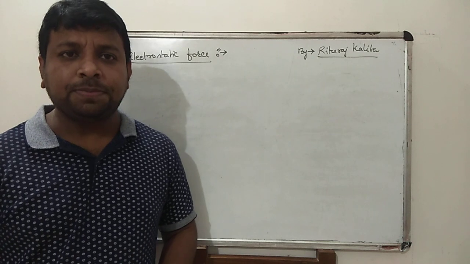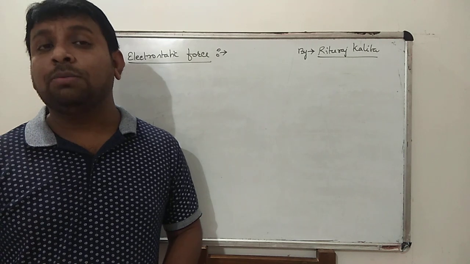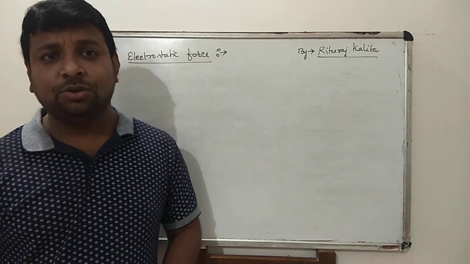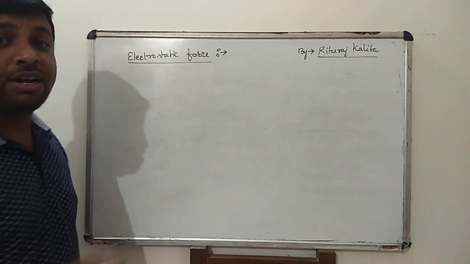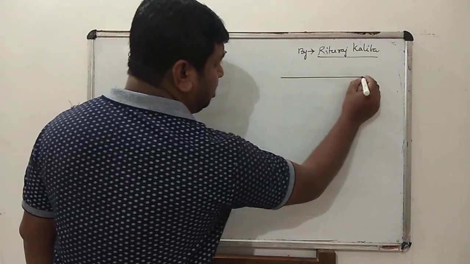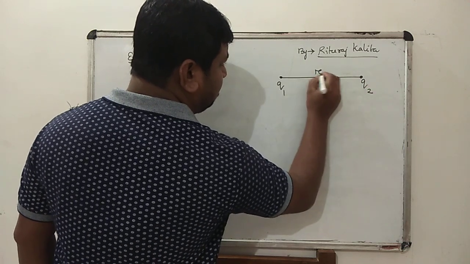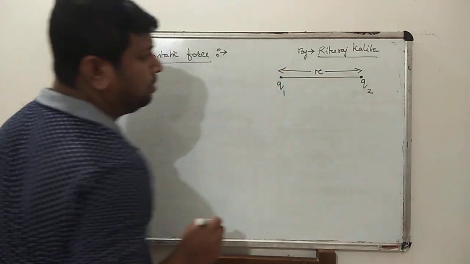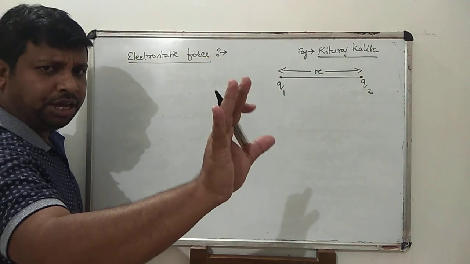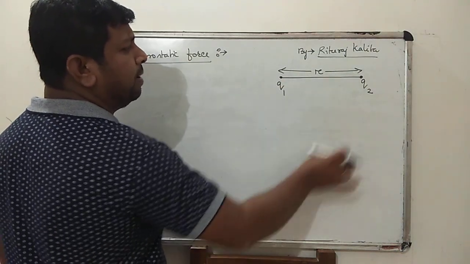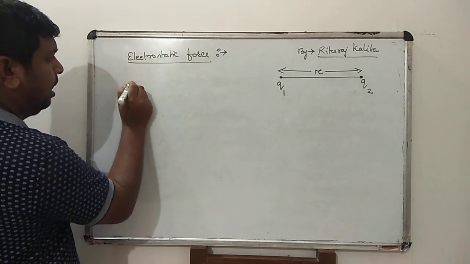This force was first discussed by Coulomb. On the basis of this, we get a law known as Coulomb's law. What is Coulomb's law? It is similar to the gravitational force. Suppose we consider two charged particles, Q1 and Q2, separated by a distance r. They can be like charges or unlike charges. The electrostatic force between them is F.